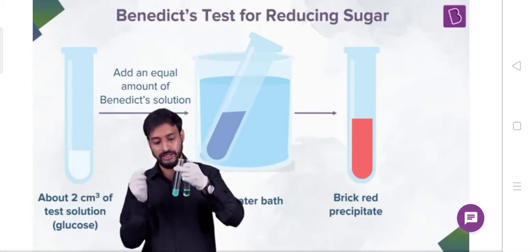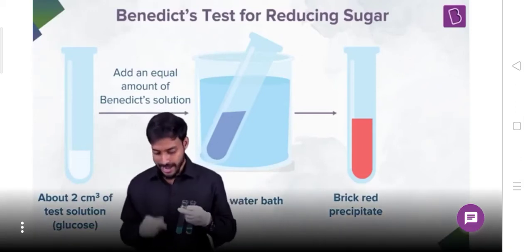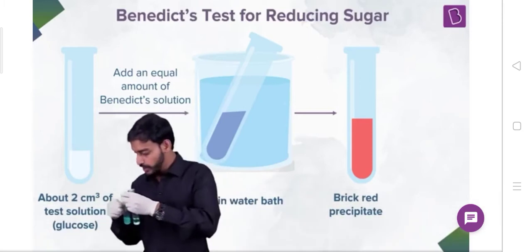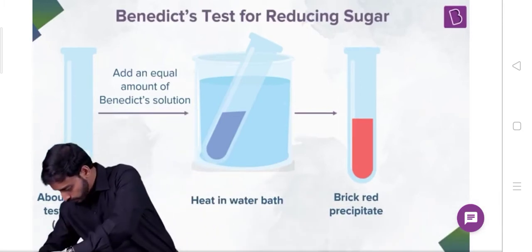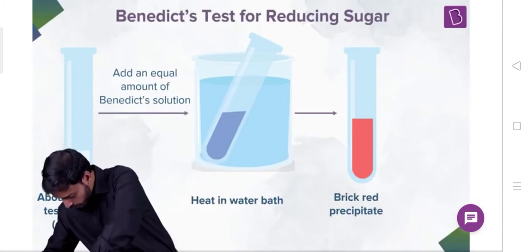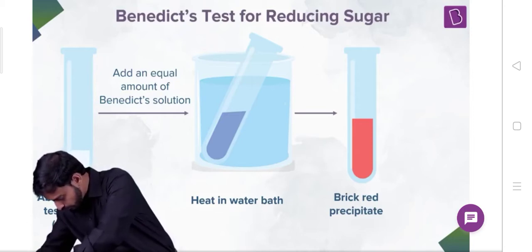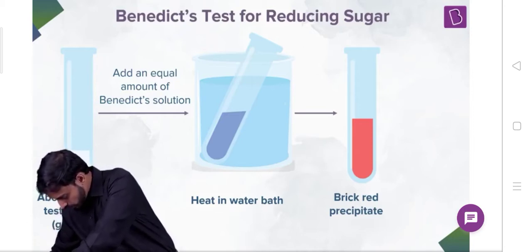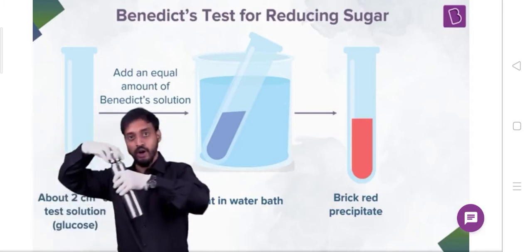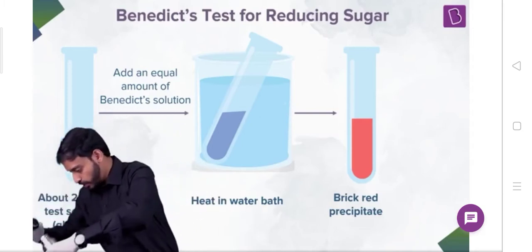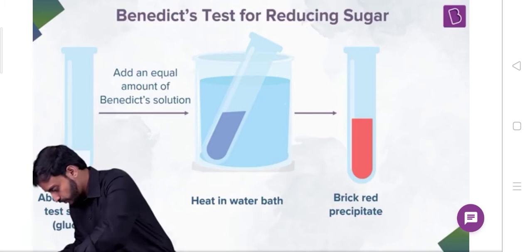Agent is the sugar. Let's see which one is reducing. And what I'll do is keep this in the hot water bath. Okay, so here is my hot water. I'll pour it. I'll show it to you.